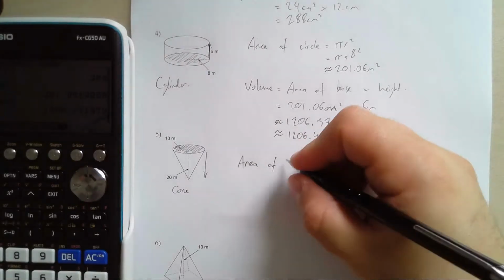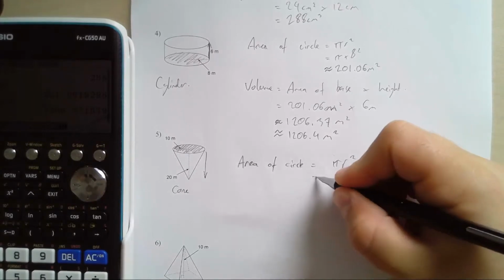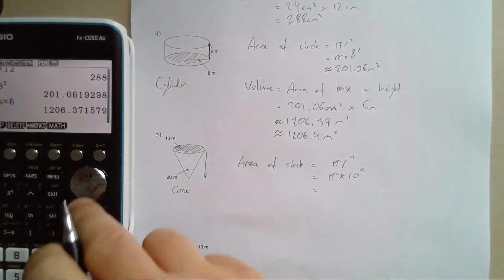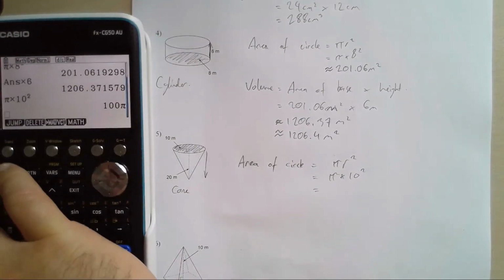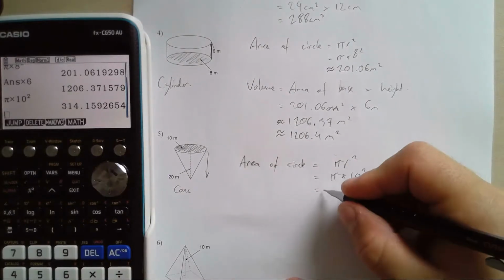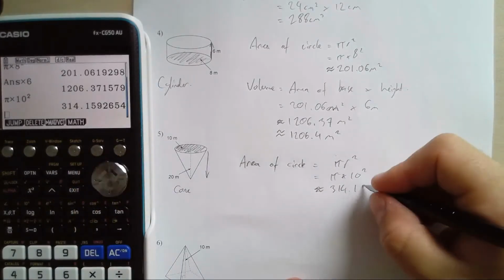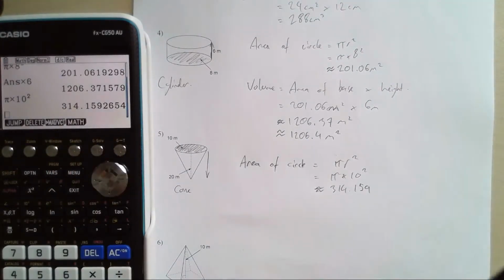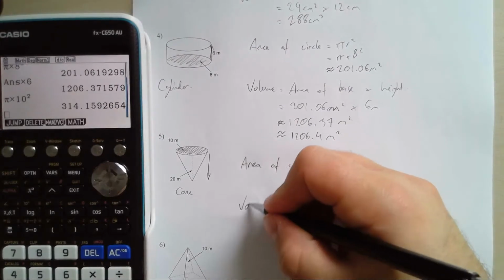So it's going to be area of circle is pi r squared, which is pi times the radius, which was 10, squared. So that's going to be pi times 10 squared, which is about 314.159. We'll make it two places, so around 314.16 square meters.